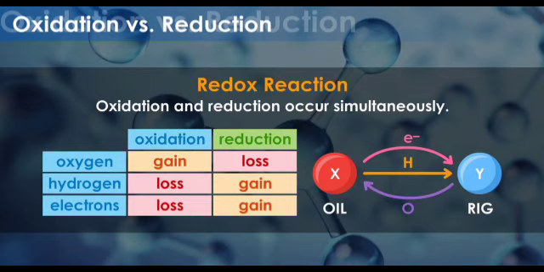Step 7, multiply half reactions to make the number of electrons equal on both half reactions. We're going to see that's very easy. Number 8, add the half reactions.